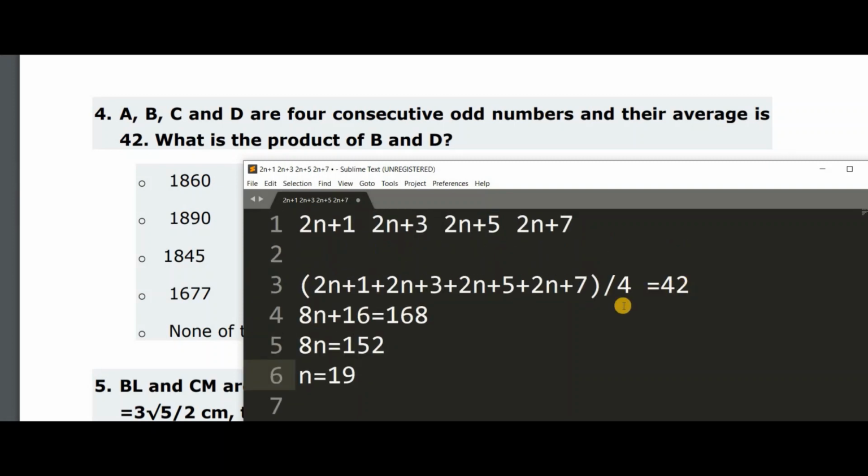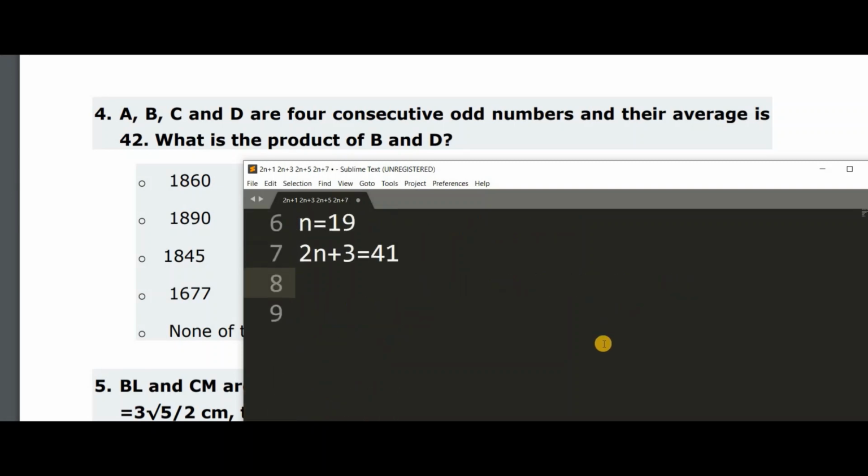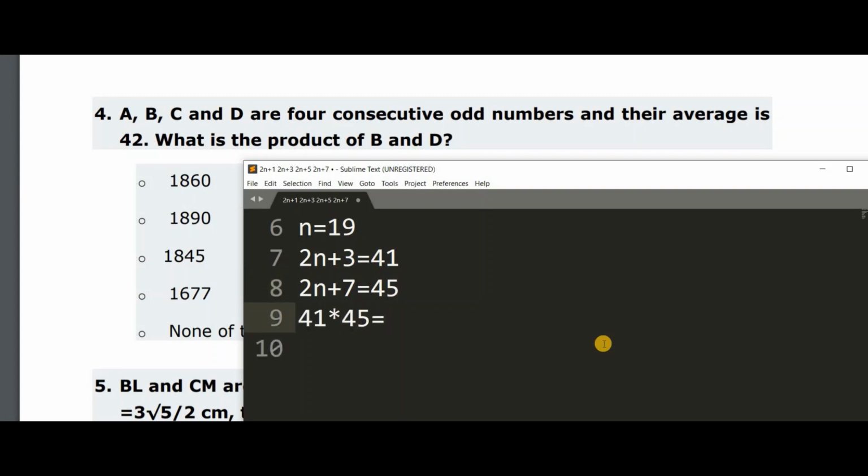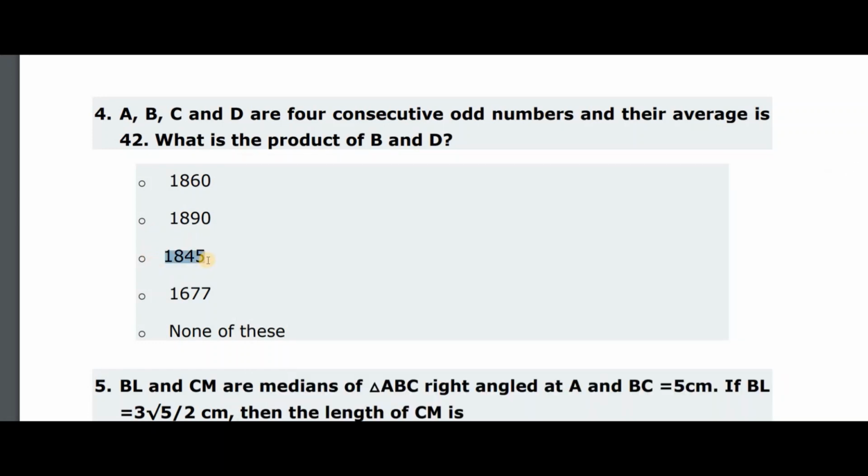So we need to find the product of 2n plus 3 into 2n plus 7. So 2n plus 3 is equal to 2 into 19 plus 3, which is 41. And 2n plus 7 means 2 into 19 plus 7, which is 45. So 41 into 45 is equal to 1845. So the answer will be 1845.